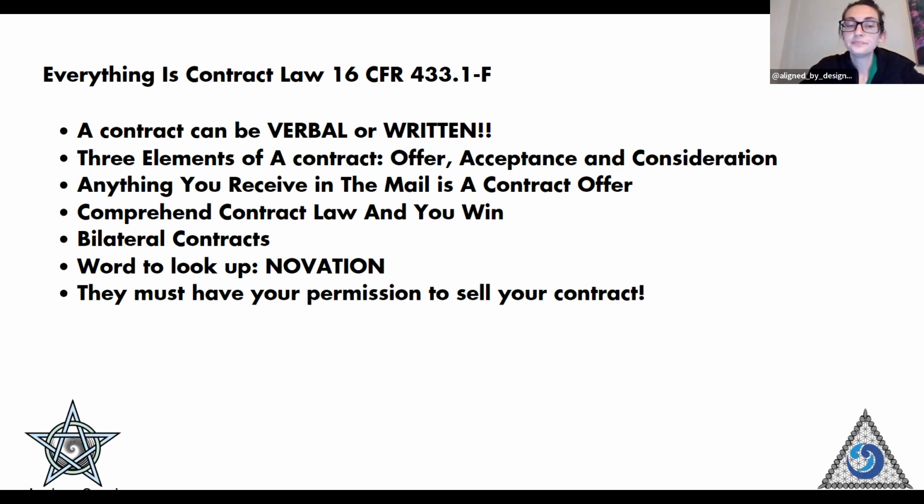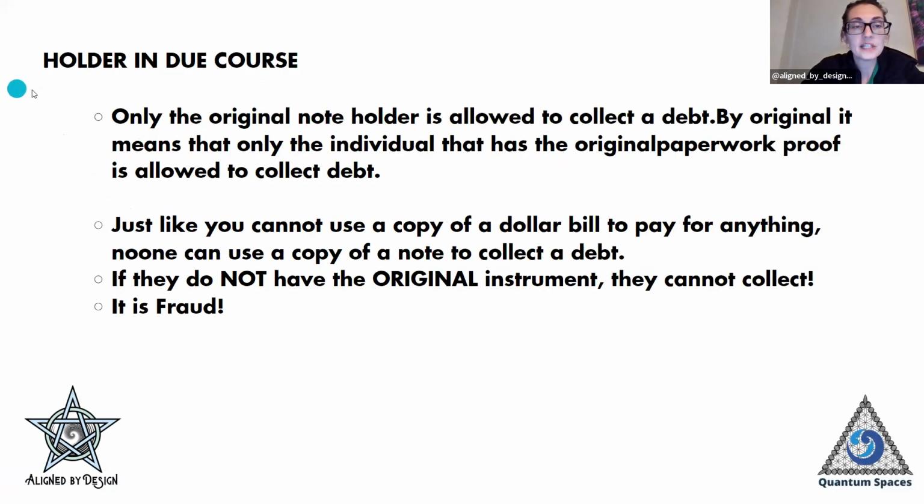Okay. So, this is holder in due course. You can look this up, just these words, and it will say this: only the original note holder is allowed to collect the debt. By original, it means that only the individual that has the original paperwork proof is allowed to collect the debt. So this is why we ask for the actual original contract that was signed from the very beginning. Because if they don't have it, even if it's the original bank, they are not the holder in due course, and you can literally end the contract right then and there.